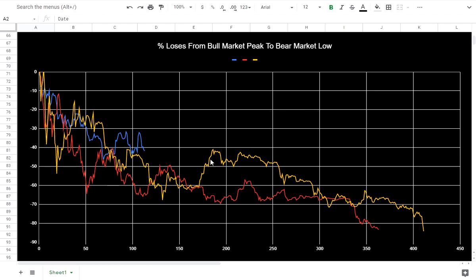So we have the first cycle in yellow here, and we see that it dropped 84% from its peak. The second cycle in red here dropped 83%, so pretty much the same percentage drop. And our current cycle is down 42% currently. The first cycle took 410 days in the bear market, the second cycle 360 days, and our current cycle, if 69k was the peak, has been in a bear market for 113 days.